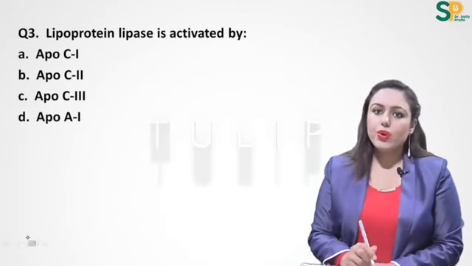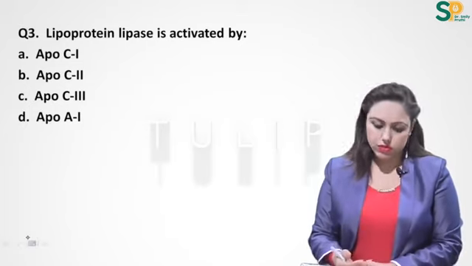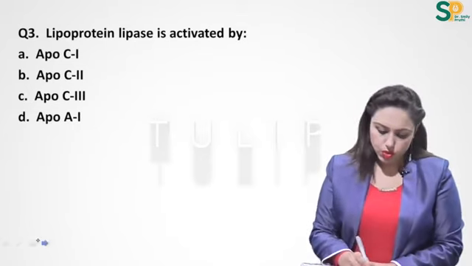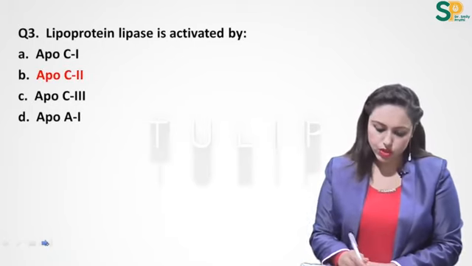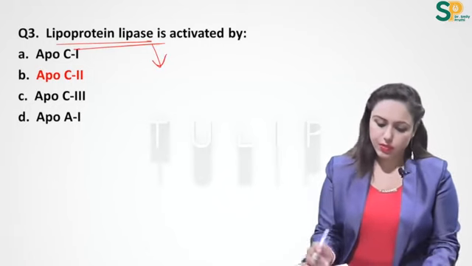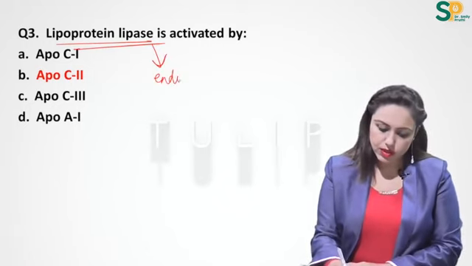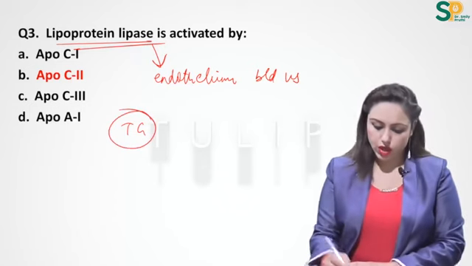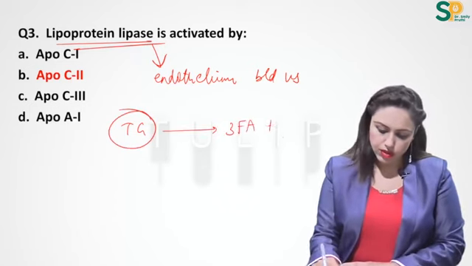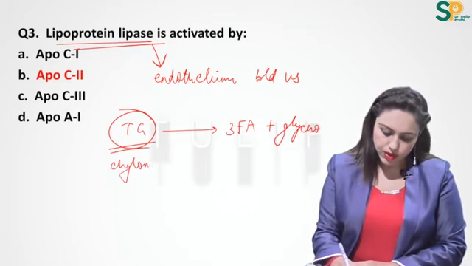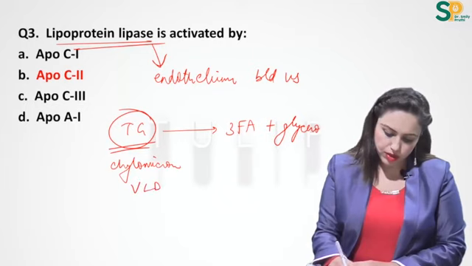Next question is, lipoprotein lipase is activated by which protein here? Apo C-I, Apo C-II, Apo C-III, Apo A-I. So the answer is Apo C-II. What is the enzyme lipoprotein lipase? This enzyme lipoprotein lipase is present in the endothelium of blood vessels. This enzyme breaks down the triglyceride into 3 fatty acids and glycerol. This triglyceride is present in chylomicron and VLDL.